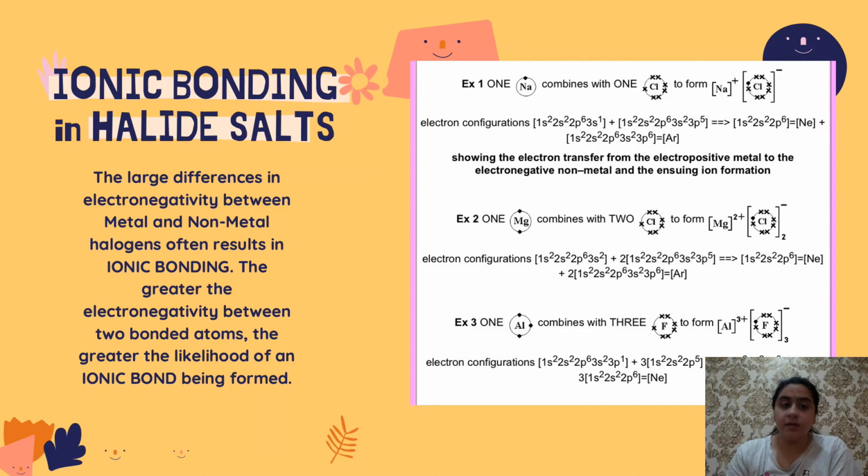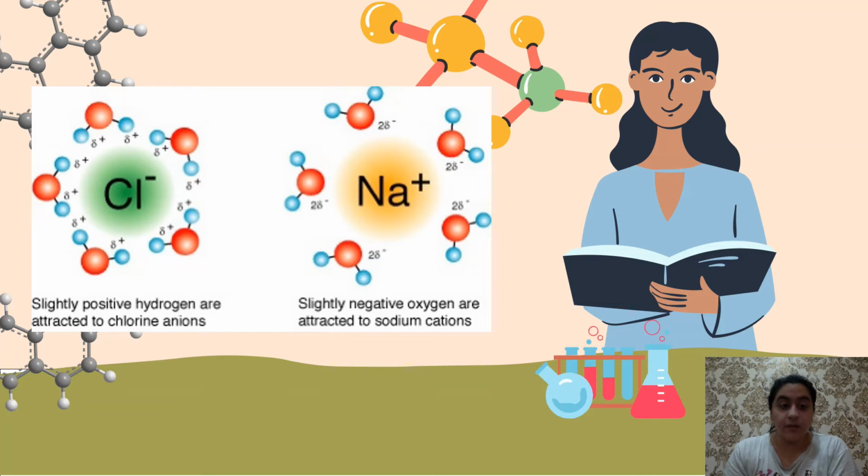Now, if we talk about the ionic bonding in halide salts, the large difference in electronegativity between metal and non-metal halogens often results in ionic bonding. The greater the electronegativity difference between two bonded atoms, the greater the likelihood of an ionic bond being formed. Here we have different examples: sodium chloride, magnesium chloride, aluminum chloride, etc. In sodium chloride, slightly positive hydrogen are attracted to chloride anions, and slightly negative oxygen are attracted to sodium cations.